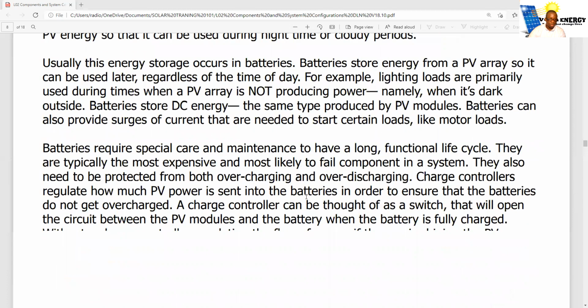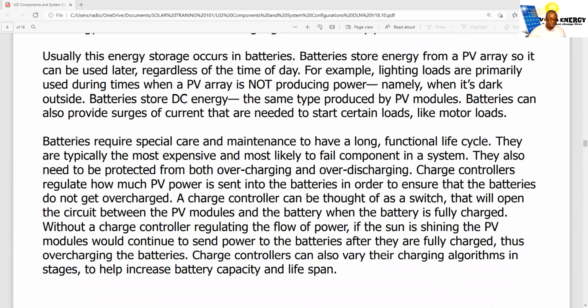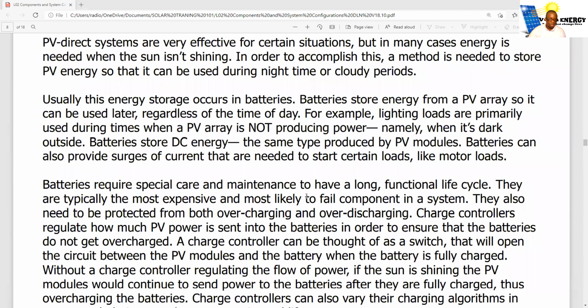So most of the time you need light bulbs at night. Batteries require special care. Let me go back. Usually this energy storage occurs in batteries. Batteries store energy from the PV array so it can be used later, regardless of the time of day.